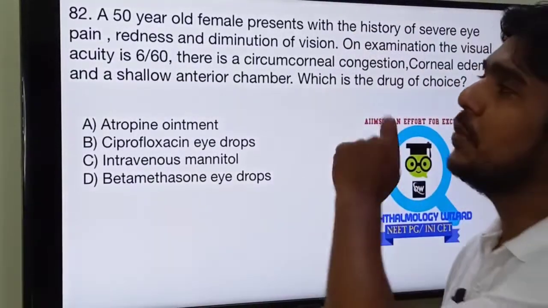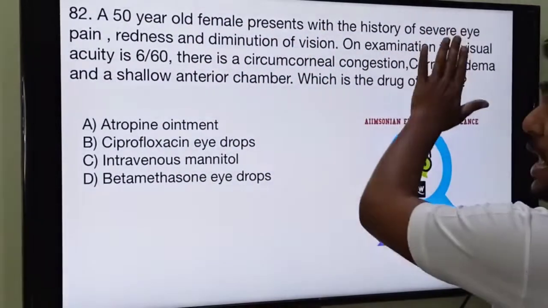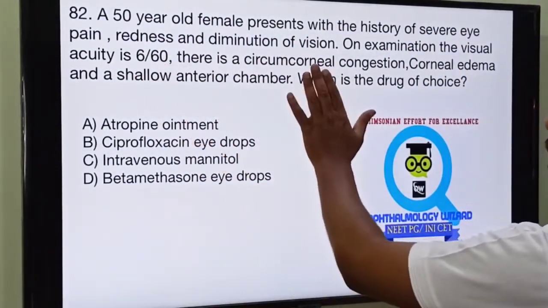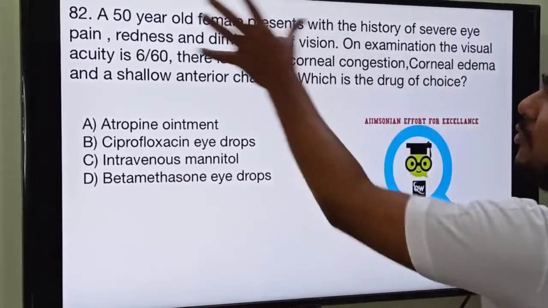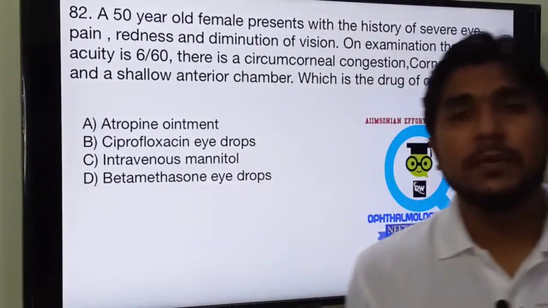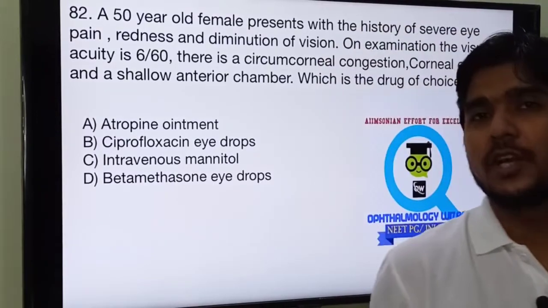So question number 82 is saying: a 50-year-old female, severe eye pain, redness, 6/60 vision, circumcorneal congestion, edema, shallow anterior chamber. What is the drug of choice? First you have to understand what the diagnosis is. It is nothing but an acute attack of angle closure glaucoma.